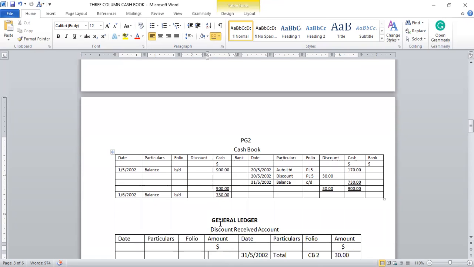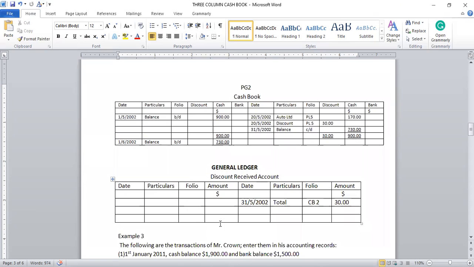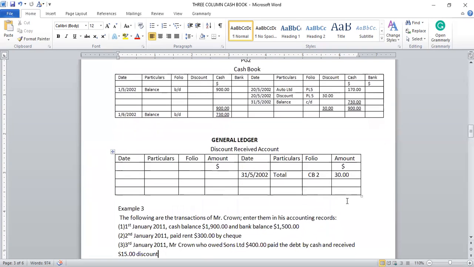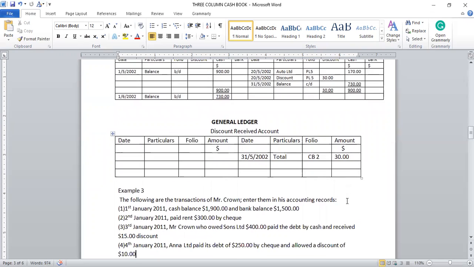Now at the end of the month, we take to the discount allowed. It has been credited. So you have to open the discount allowed in the general ledger. Then we credit the amount. So it has been credited. Date 31st May 2002, particulars, total, folio, cash book page 2, as I do this is page 2, then amount of 30, which is the discount. Our discount received is also treated the same way.